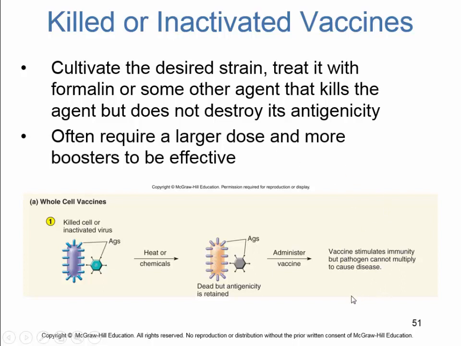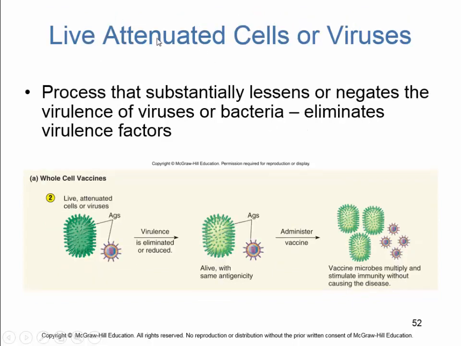Live attenuated cells are live cells that can actively replicate. These cells then have the same antigenicity as the normal microbe, but what has changed is the microbe has had the antigenic factors that are causing damage or severe virulence removed. An example of this is the live attenuated influenza vaccine.